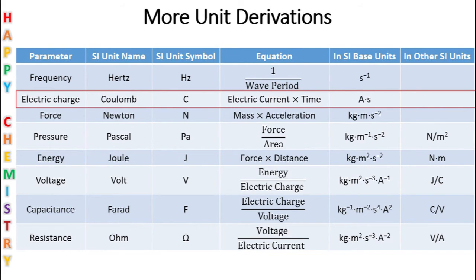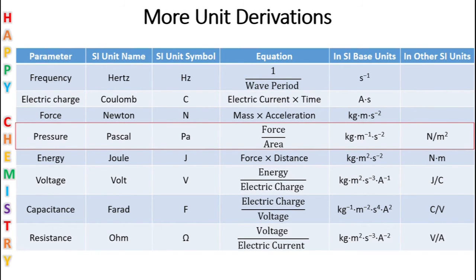Let's now see pressure. The SI unit of pressure is Pascal. The equation form is force divided by area. Force has an SI unit Newton and can also be expressed in base SI unit as kilogram meter per square second. This also can be expressed in terms of other SI units as newtons per square meter.